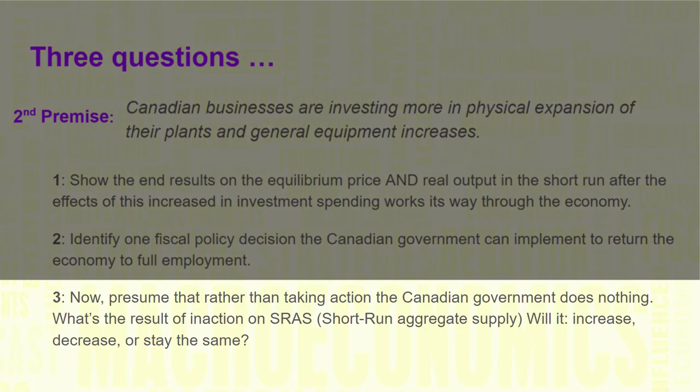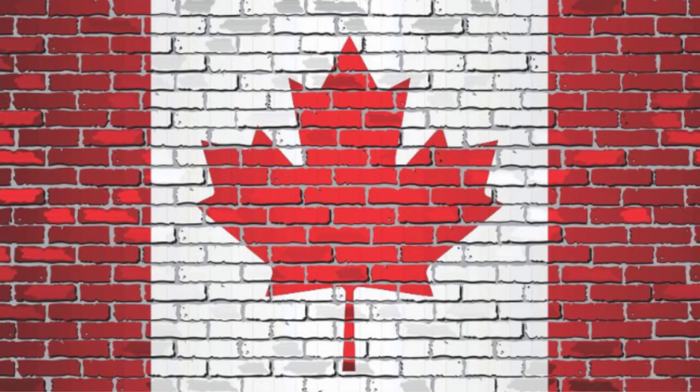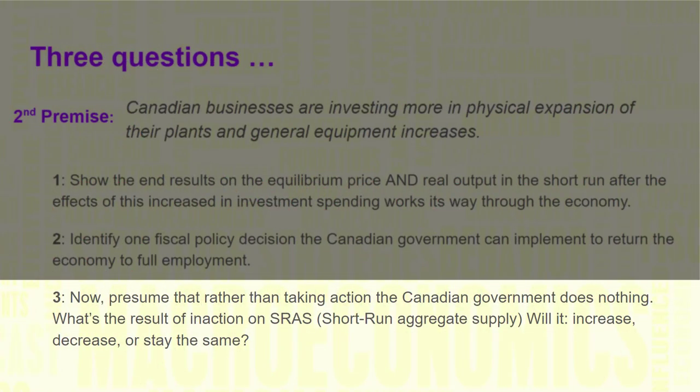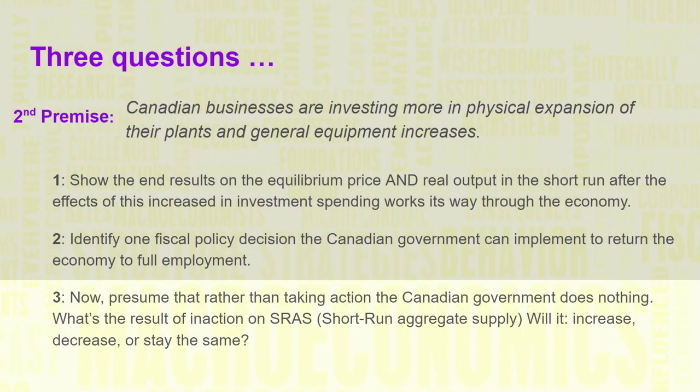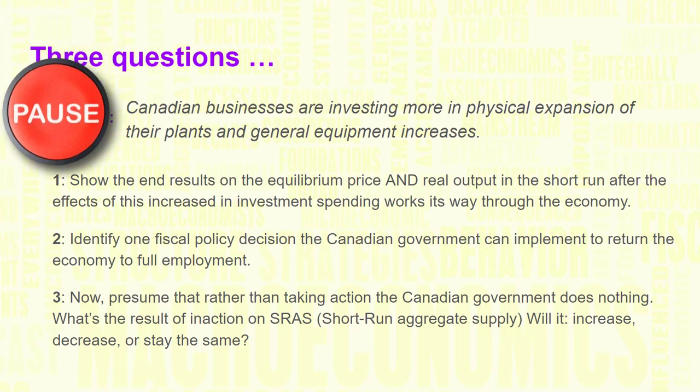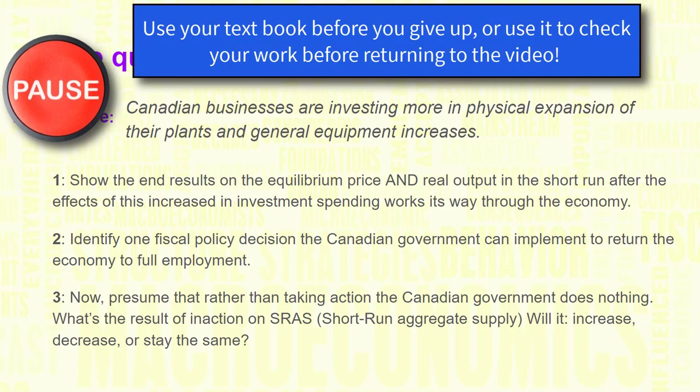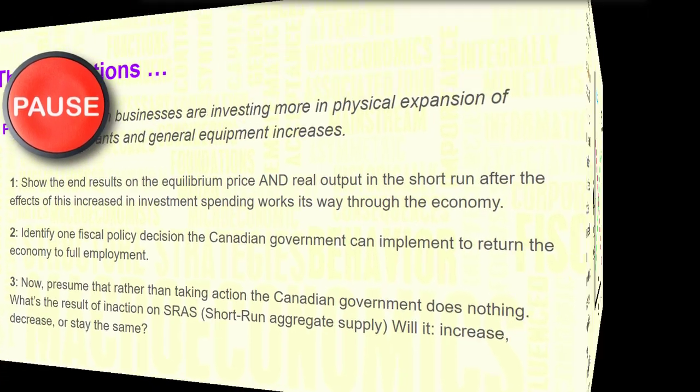Thirdly, what if the Canadian government decides to sit back and do nothing? What happens as a result on the short-run aggregate supply? Will it increase, decrease, or stay the same? Well, we're going to have to take these one at a time so that we can get a correct answer to number 3 when we get there. Let's start that process right now.